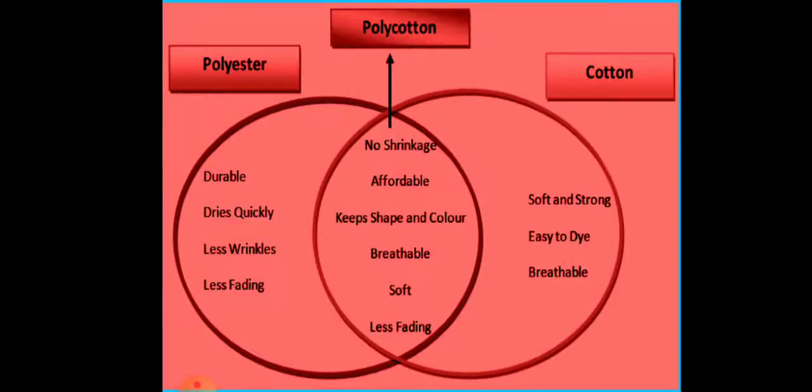Look below. Cotton is soft and strong. It is easy to dye and it is breathable. Look into the middle area below polycotton. Polycotton is affordable, has no shrinkage, keeps shape and color, is breathable, soft and has less fading.